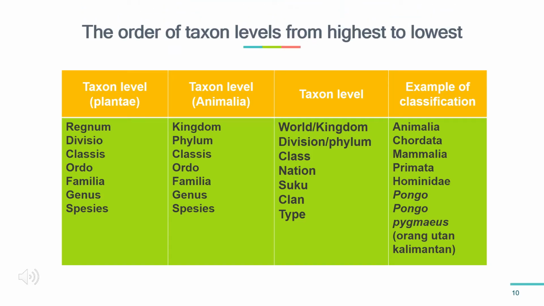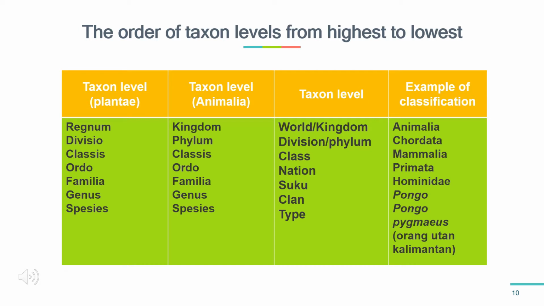This is the order of taxon levels from the highest to the lowest. Taxon levels for Plantae are regnum, division, classis, ordo, familia, genus, and species. Taxon levels for Animalia are slightly different from Plantae. It starts from kingdom, phylum, classis, ordo, familia, genus, and species. The differences are located at the kingdom and the phylum for the Animalia.